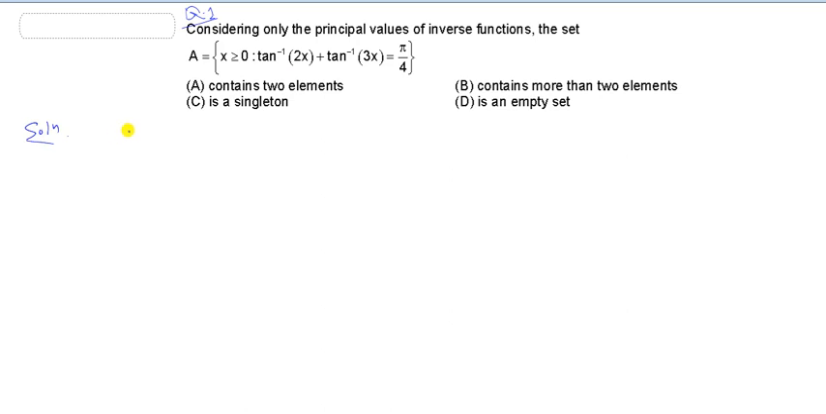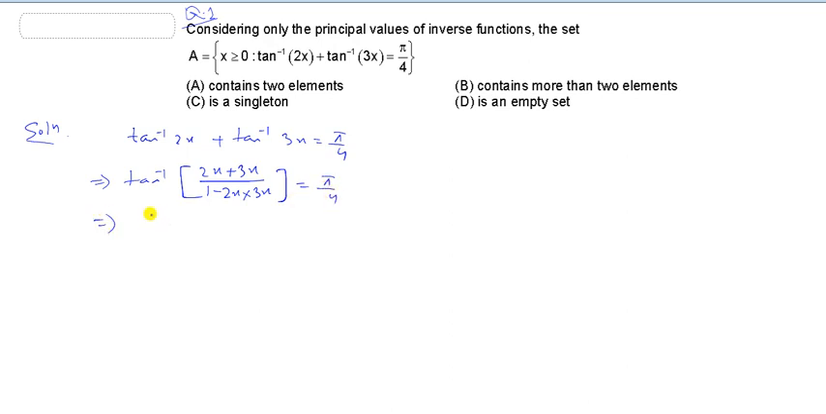So let me try to solve it. The given condition is tan inverse 2x plus tan inverse 3x equals pi by 4, and I will consider only the principal values. So it is tan inverse of (2x plus 3x) divided by (1 minus 2x multiplied by 3x), which is equal to pi by 4. So that is 5x divided by 1 minus 6x square. I will take tan to that side, it will become tan pi by 4, which is equal to 1. So let us do the cross multiplication.